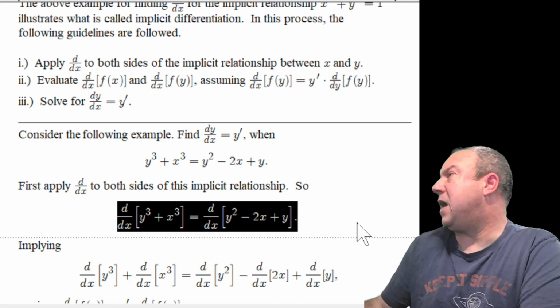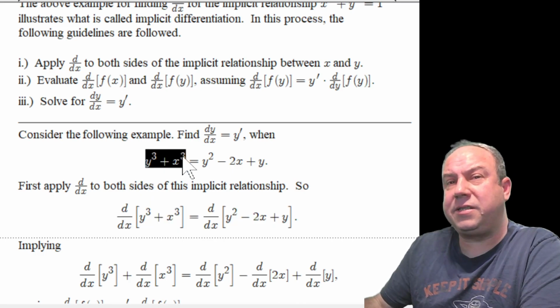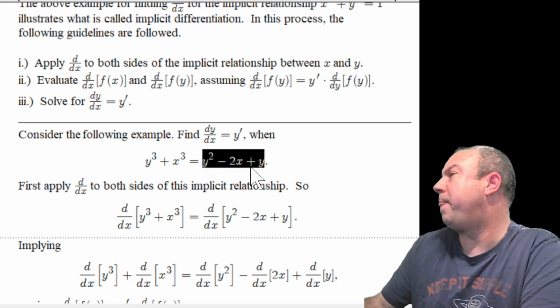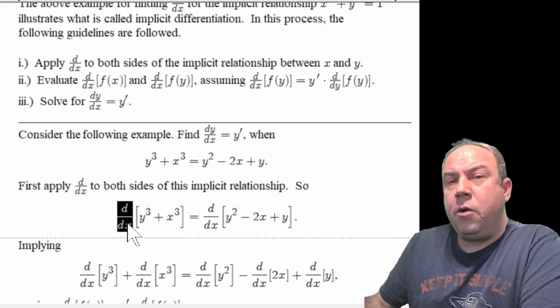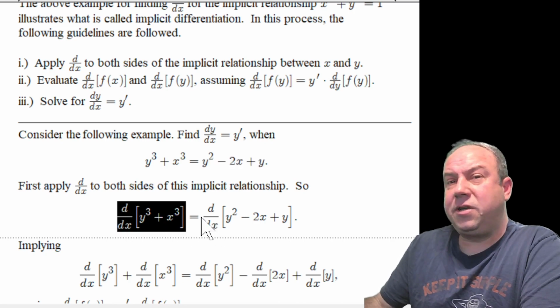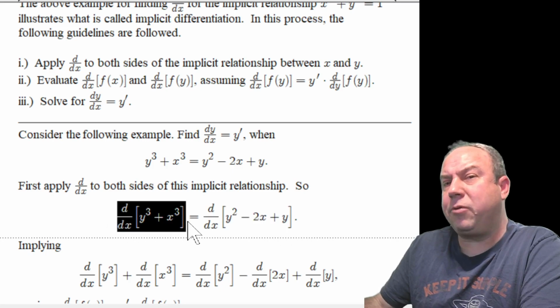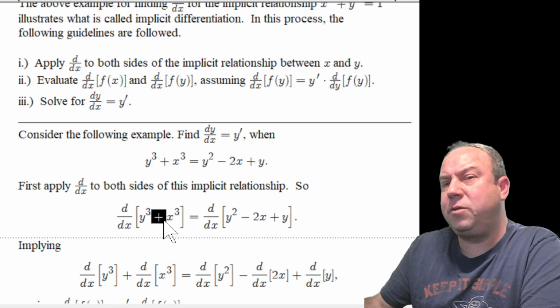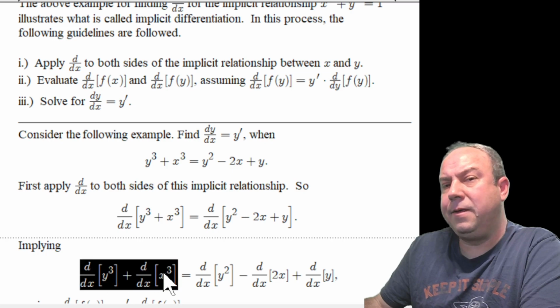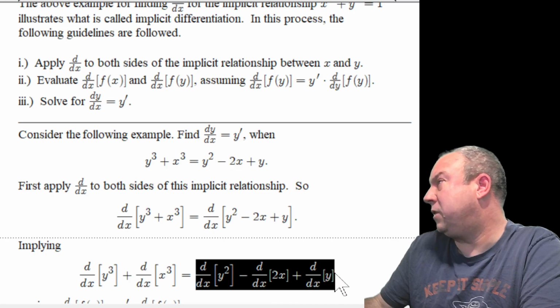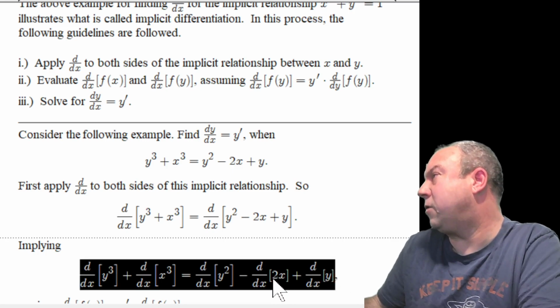Right? We apply it on the left to y cubed plus x cubed, and we apply it on the right to y squared minus 2x plus y. On the left, we would have this result, and on the right, we would have this result. And when we distribute the operator across the left-hand side, it will distribute across that sum to each of the terms, and it will behave similarly on the right, distributing to each of these terms.